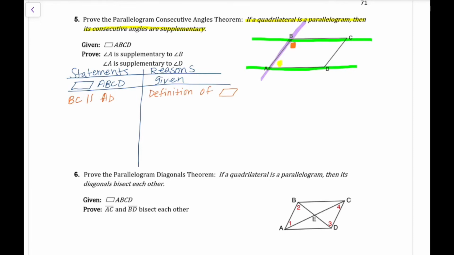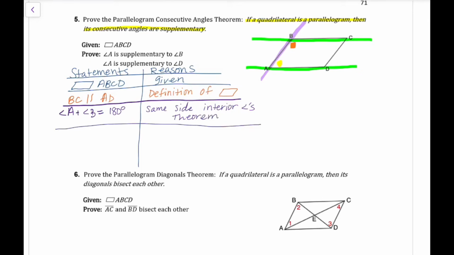Now I have a transversal. I'm going to pull this AB down and have it be a transversal. Well, angle A and angle B are same side interior angles. So same side interior angles add up to 180 degrees. So we just write same side interior on the reason.